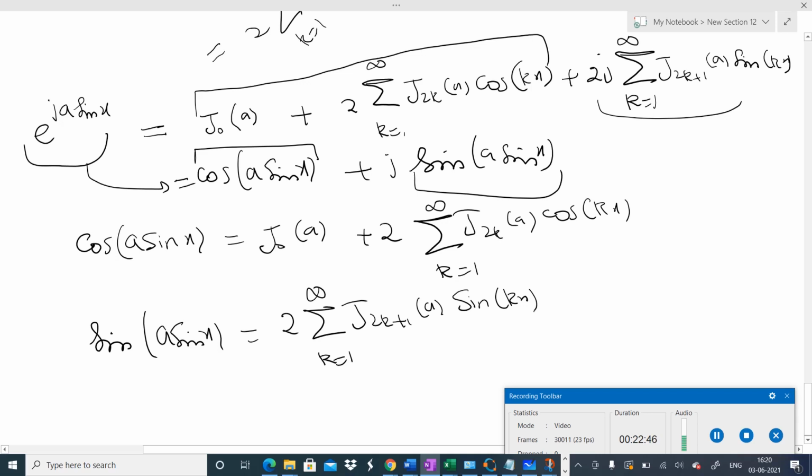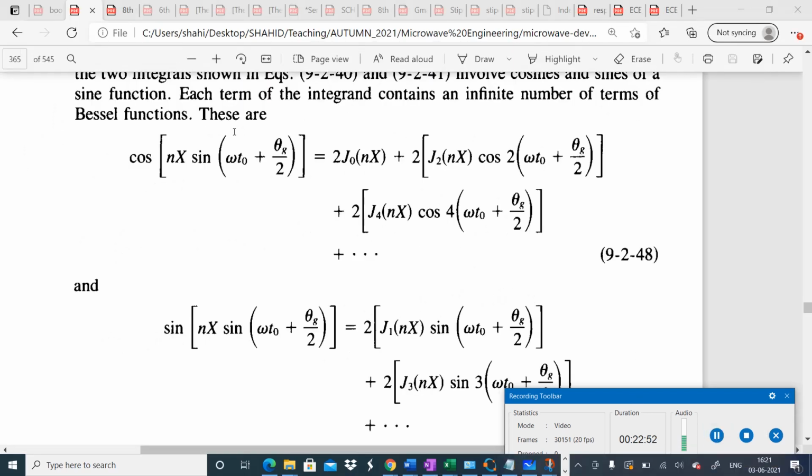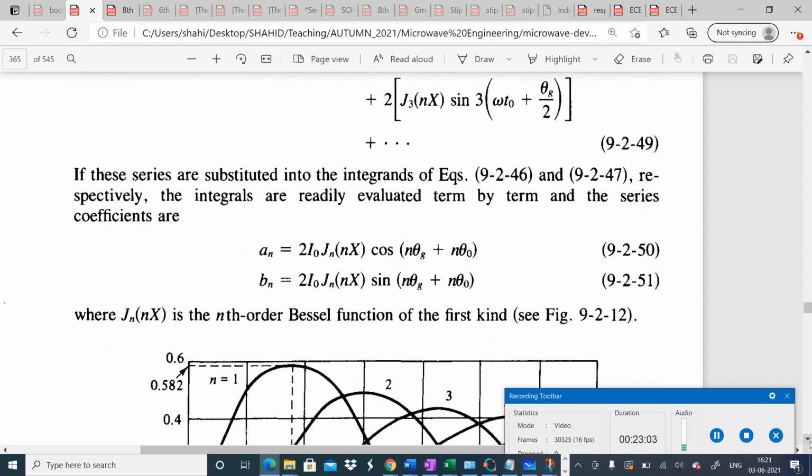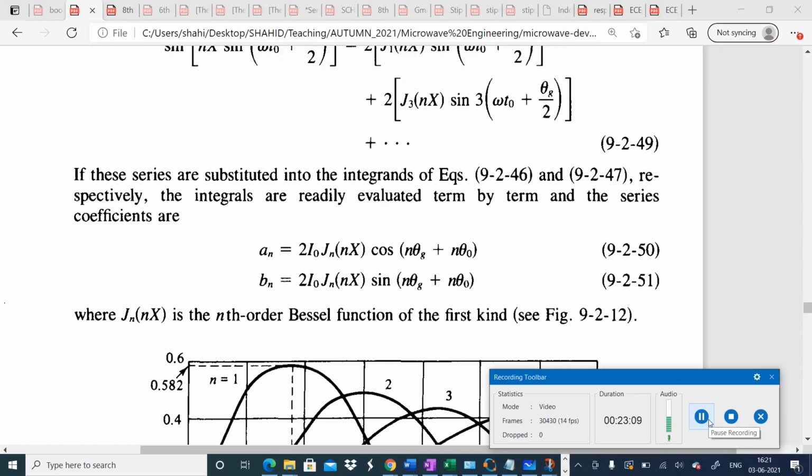So this is the relationship exactly which we have used directly yesterday. I will go back to the book and show it to you. So here you can see the cos of this includes only J2, J4, and sine of nx includes only 2 times J1, J3. You know, these were used to show that we can write an and bn in this way. So this was just a supplementary lecture to understand the Bessel function concept behind the proof. Thank you.